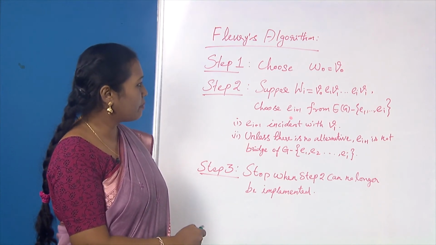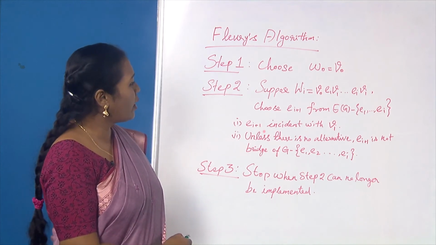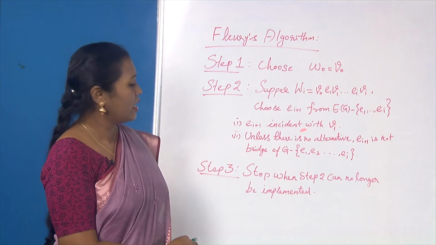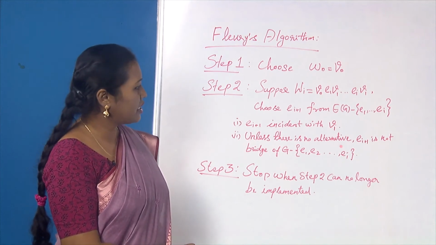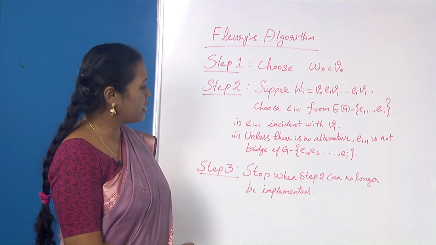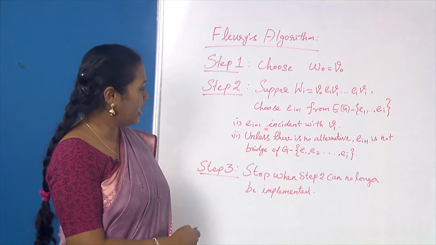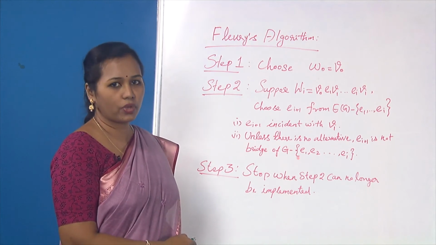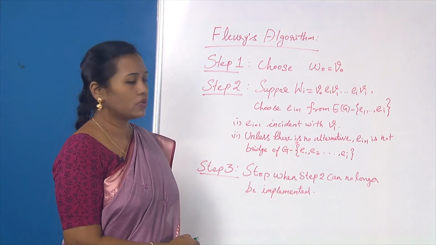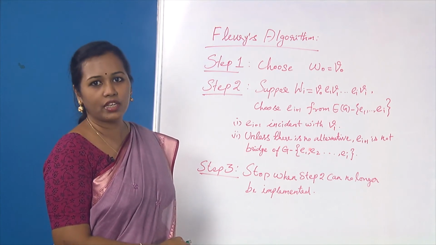And this e(i+1) should satisfy certain properties, namely e(i+1) should be incident with vi, and unless there is no alternative, e(i+1) is not a bridge of G minus e1, e2 up to ei. Therefore, if e(i+1) happens to be a bridge, you cannot choose it. So that is the condition here. It should be incident with the vertex vi and it should not be a bridge.